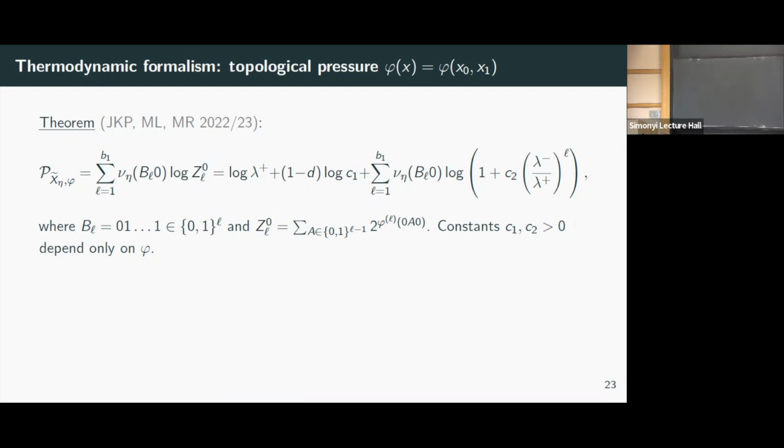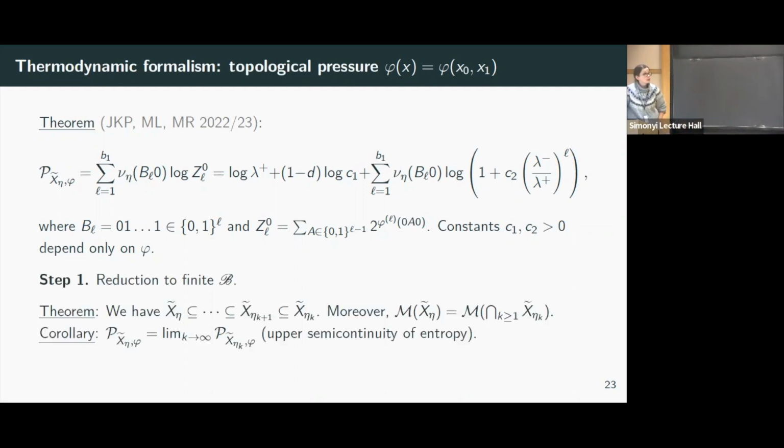The first ingredient is the same as for the full shift. The second one is linear with respect to D. And the third one, well, it's something like this. So what are these B_L zeros? B_L is a block that consists of 0 and then L minus 1 consecutive ones. So how to get there?